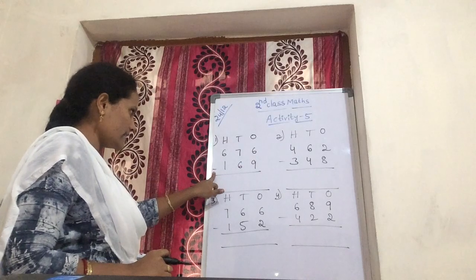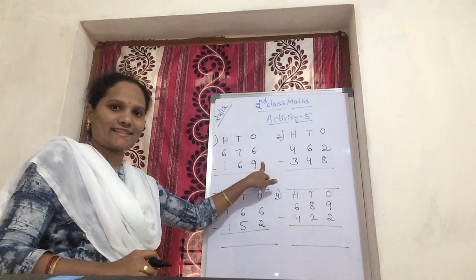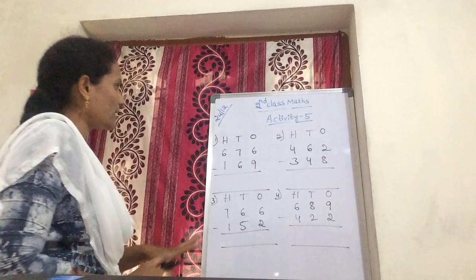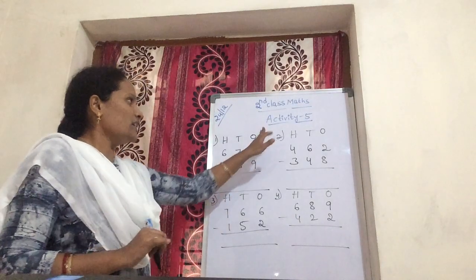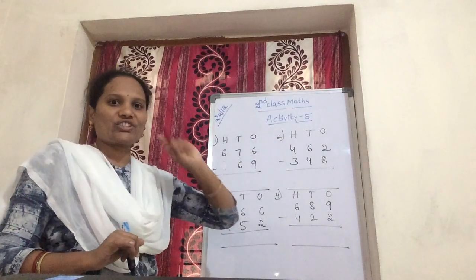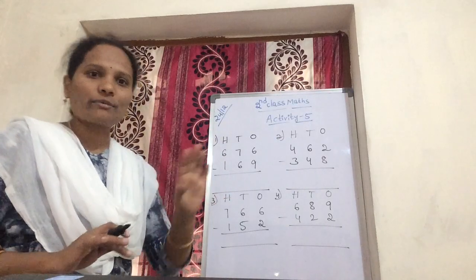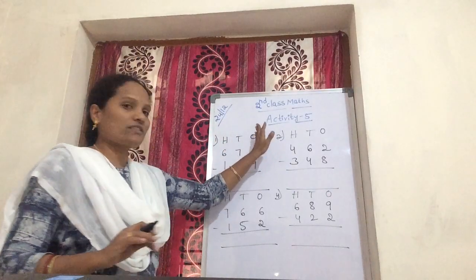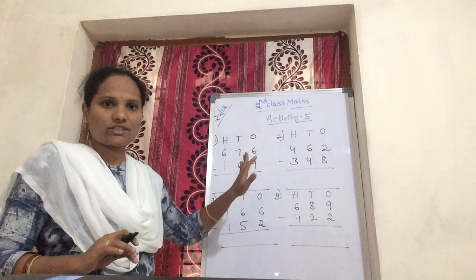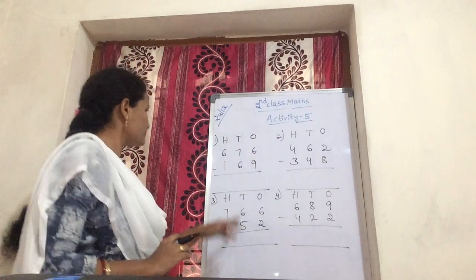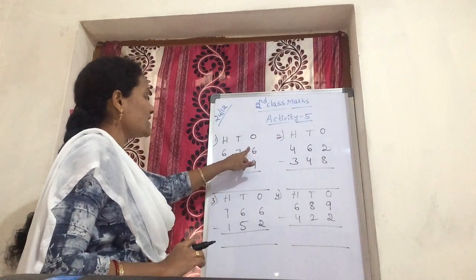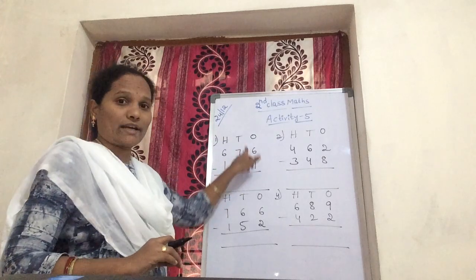676 minus 169. Okay. Now subtraction always comes from ones, Amma. Subtraction, addition, multiplication always start from ones. Okay. Now the first one is what, Amma? 6 minus 9.